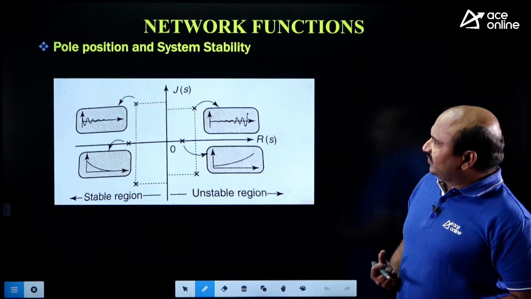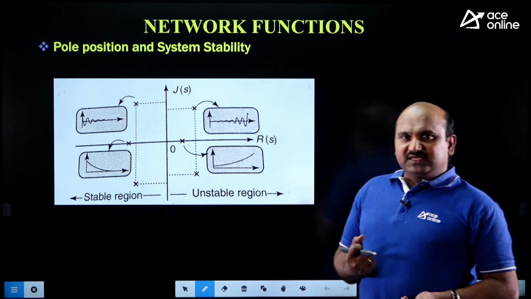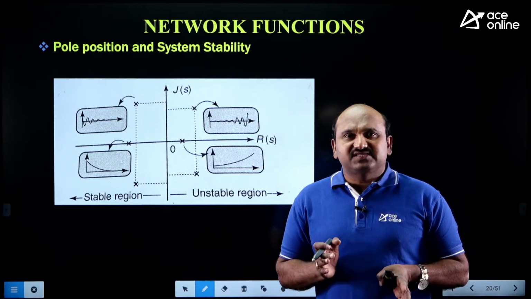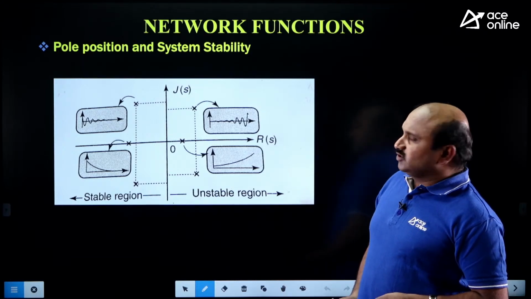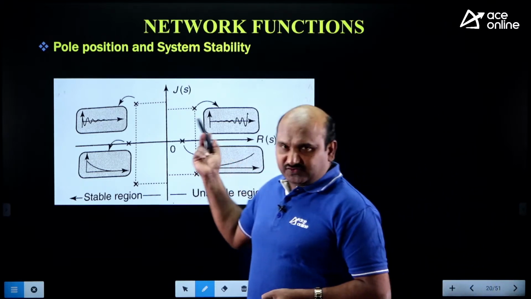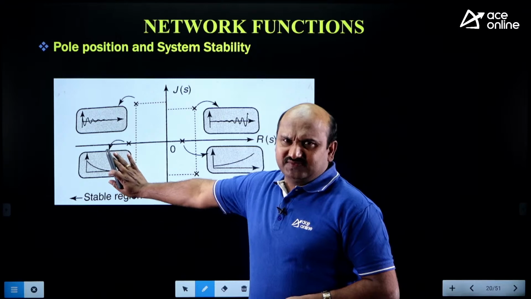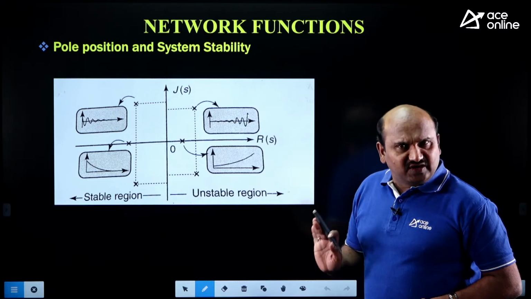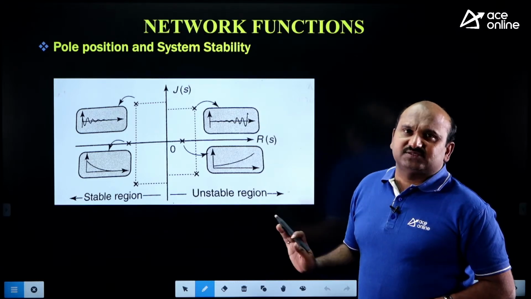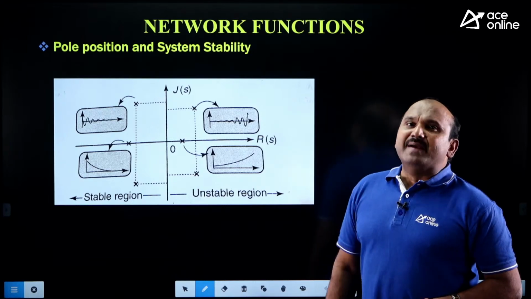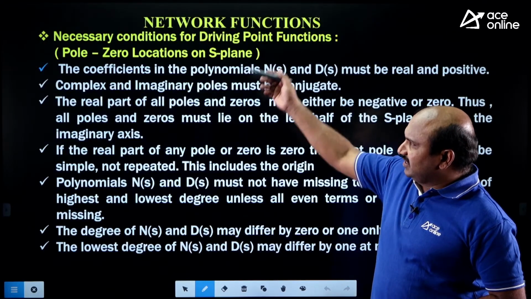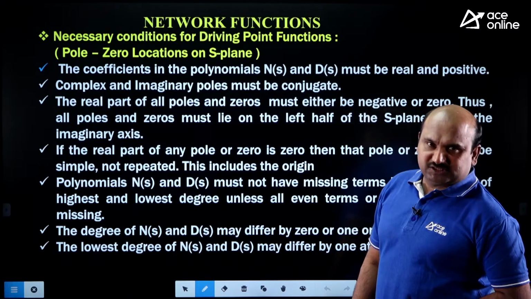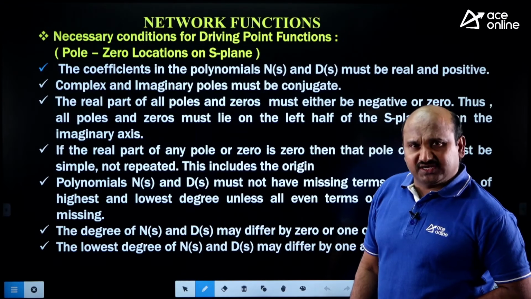The first part: any function, if you want to consider it as a network function, should be a positive real function, which is a stable function. You know that for system stability the poles and zeros must be in the left half of the S-plane. This is the stability region, this is the unstable region, left half, right half. Now our functions, whatever we are considering, lie in the left half of the S-plane or on the imaginary axis. These are the necessary conditions for driving point functions, for pole zero locations on the S-plane for a positive real function.